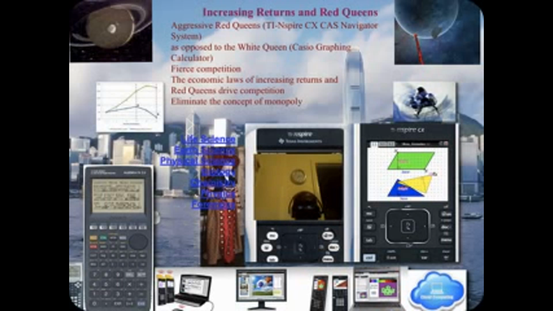Thus, increasing returns and red queens are useful to explain the rationale the TI-Nspire CX CAS Navigator systems replaced the obsolete TI-84 Plus and have primacy over the Casio graphing calculator Algebra 2.0. However, a new technology might come along to rumple the TI-Nspire CX CAS Navigator system.